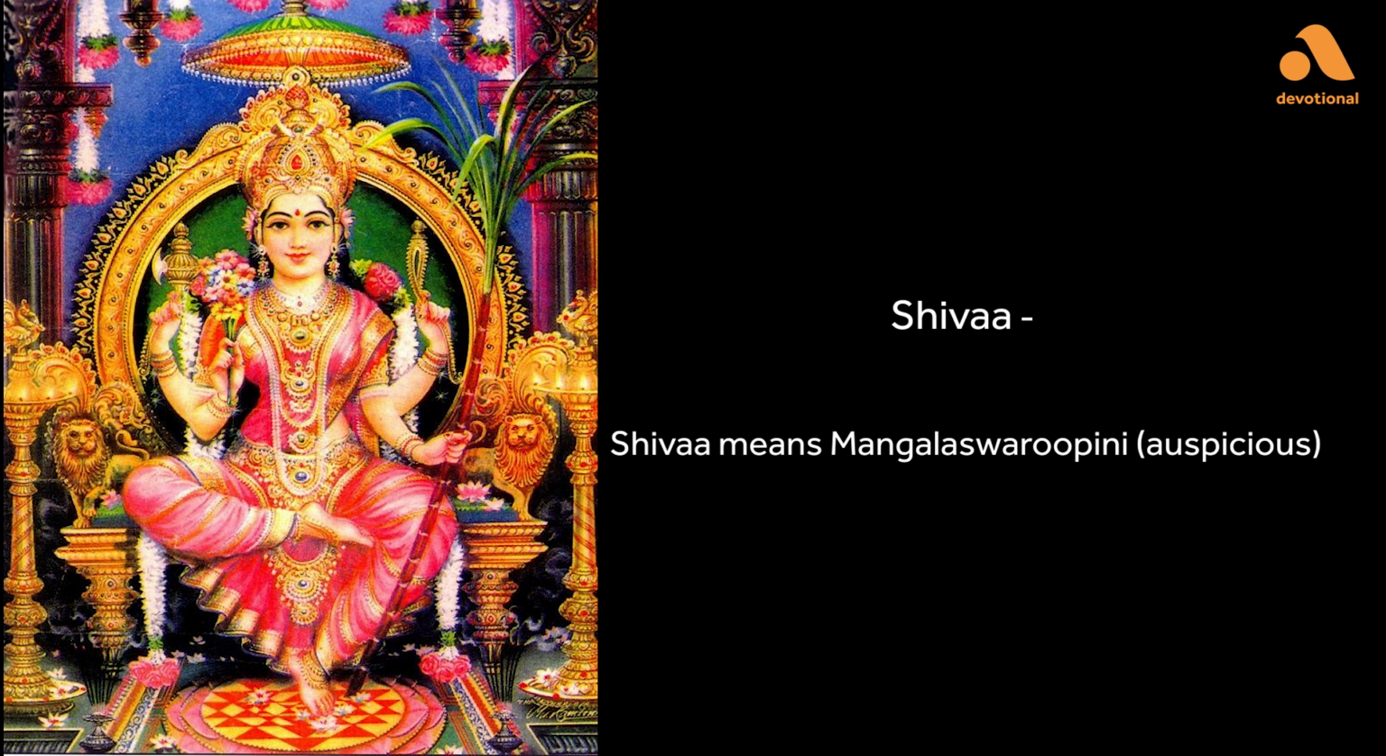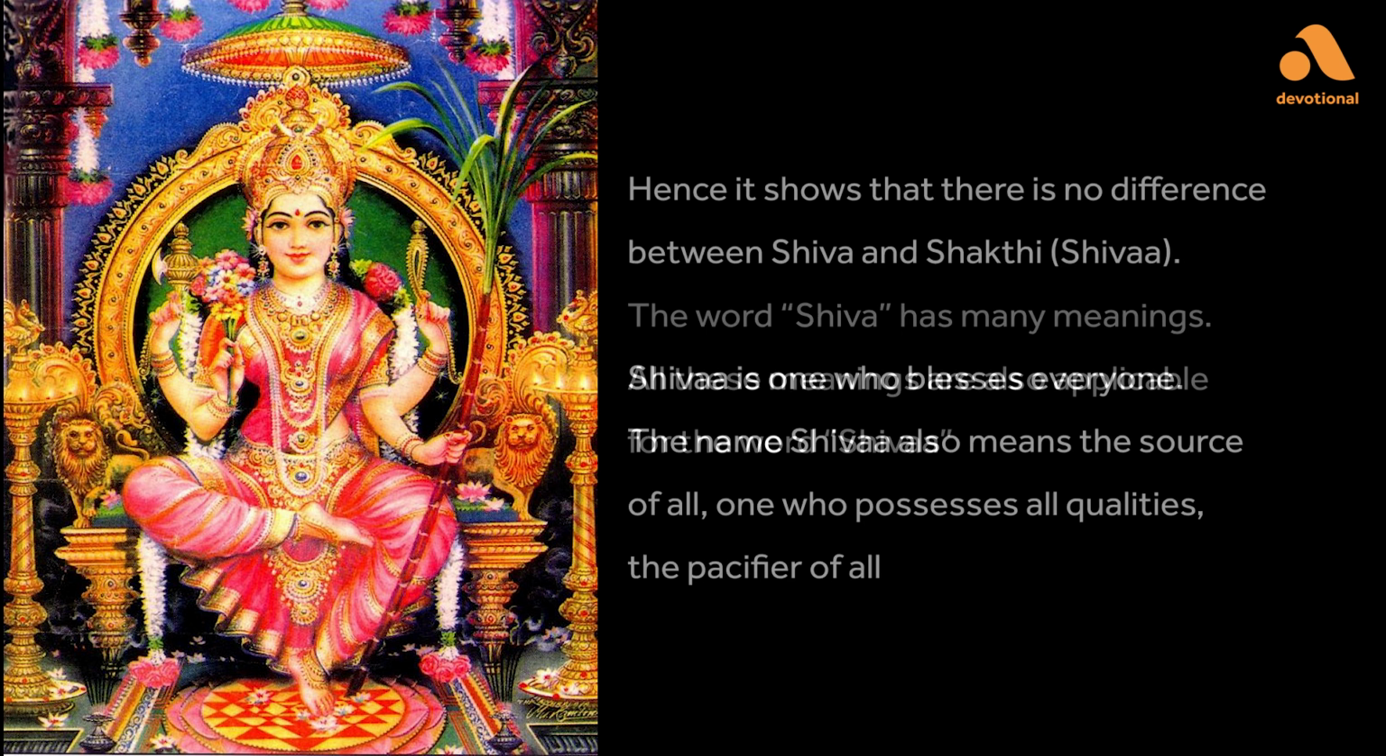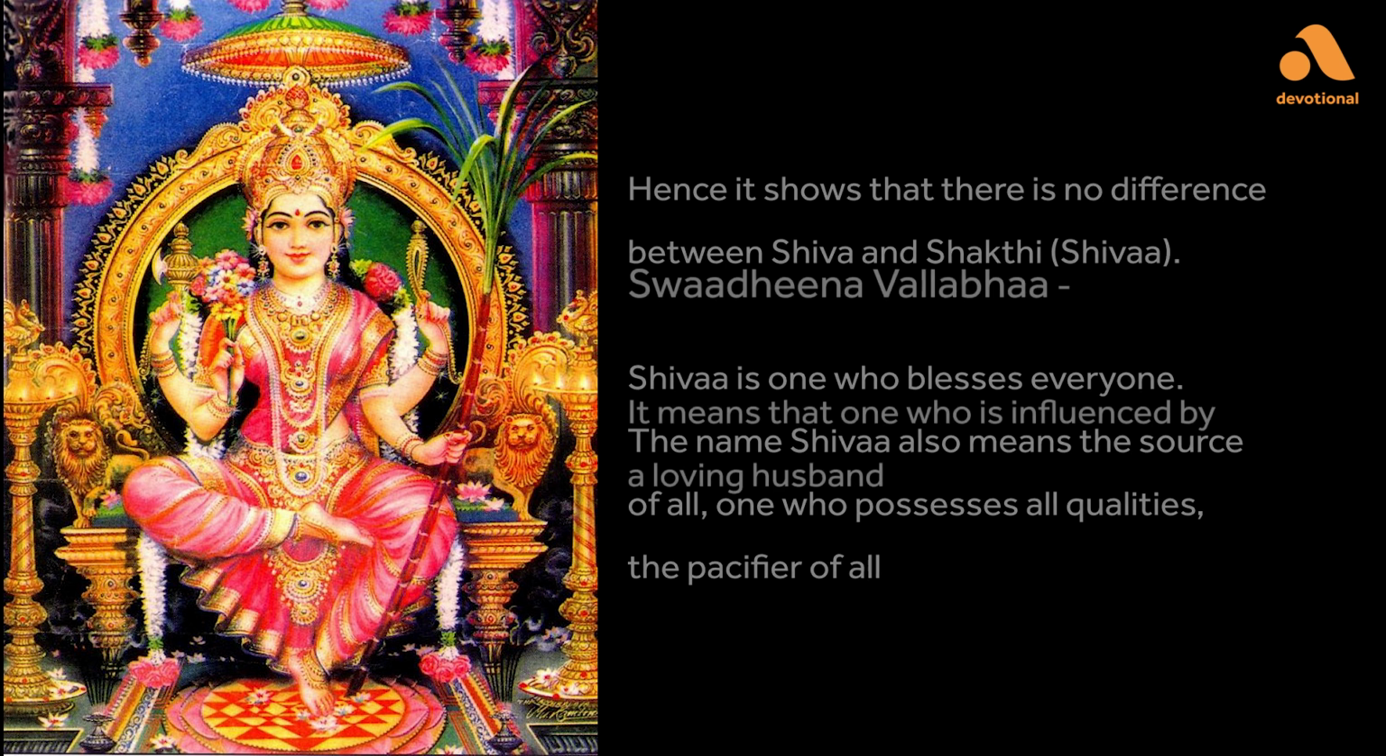Shiva. Shiva means Mangala Surupini, that is auspicious. The word Shiva has many meanings. All these meanings are also applicable to the word Shivā. Hence, it shows that there is no difference between Shiva and Shakti. Shiva is one who blesses everyone. The name Shiva also means the source of all, one who possesses all qualities, the pacifier of all.